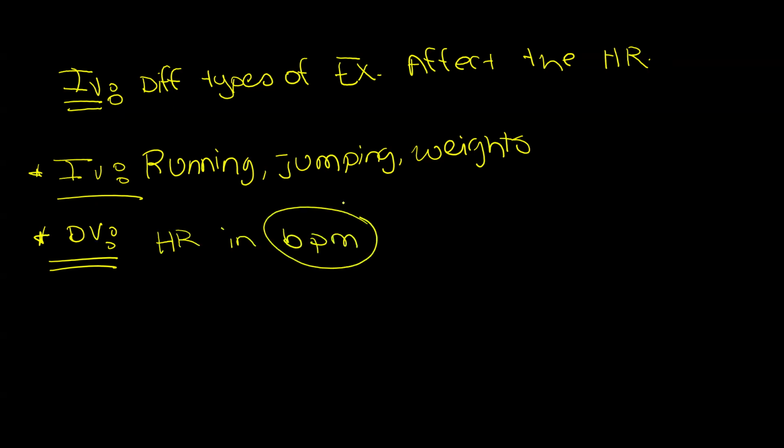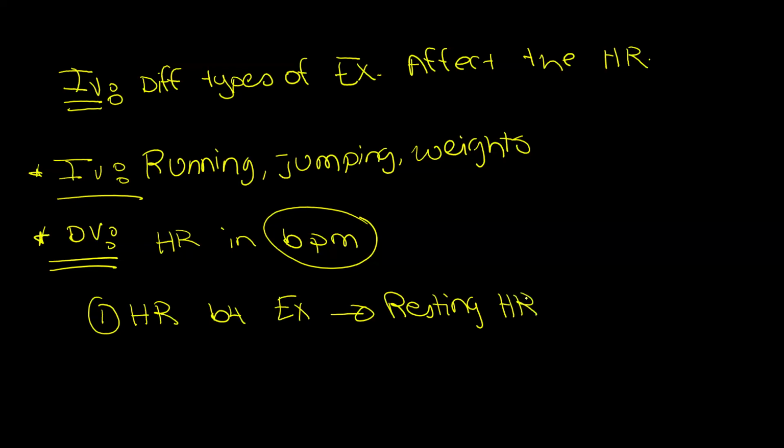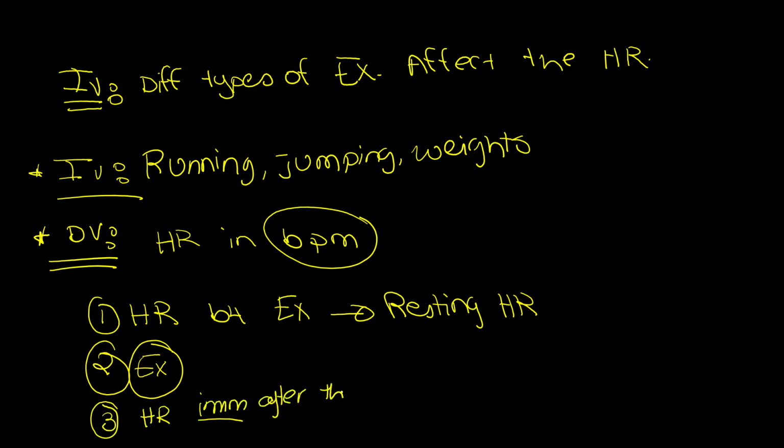Now pay attention to how this happens. Number one, we have to measure the heart rate before the exercise. And this is called the resting heart rate. I'm going to measure the heart rate of that person at rest. And then number two, he will carry out the exercise. He will jump, he will swim, he will carry weights, whatever. Step three, I will have to measure the heart rate again immediately after the exercise. So I will measure the heart rate twice: the resting heart rate before the exercise, and then again immediately after the exercise, okay?